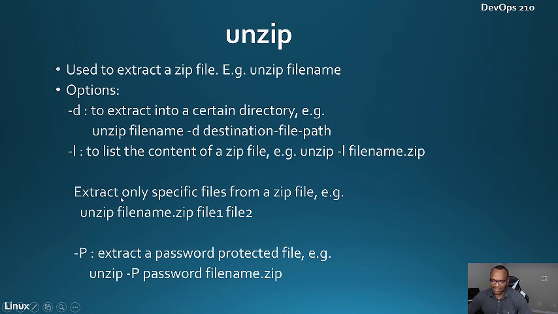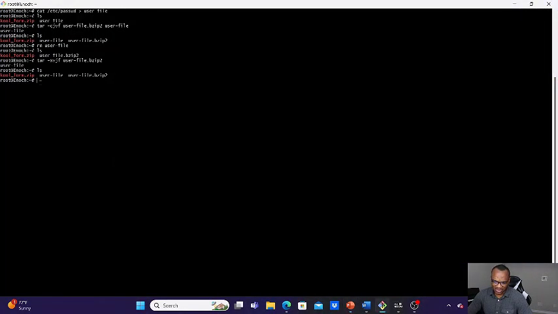You can extract a specific file by using unzip file name.zip with the name of the content that you want to get, and you can use your capital -P to give the password for a file that has a password. So that's that. Let's check that.